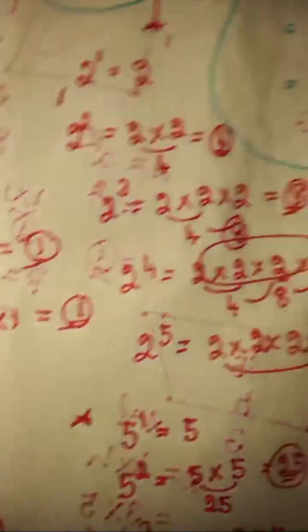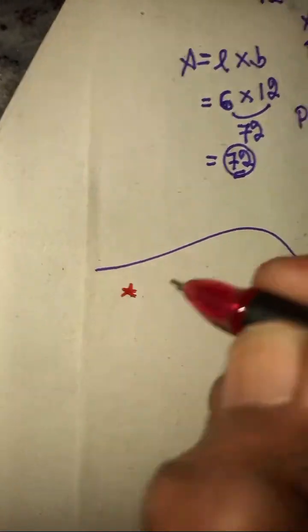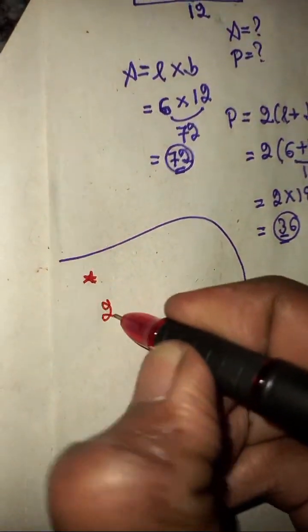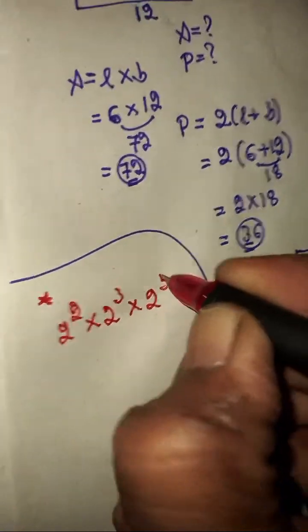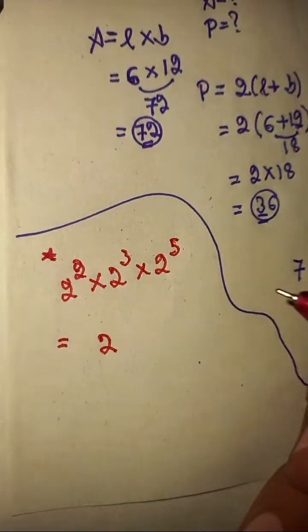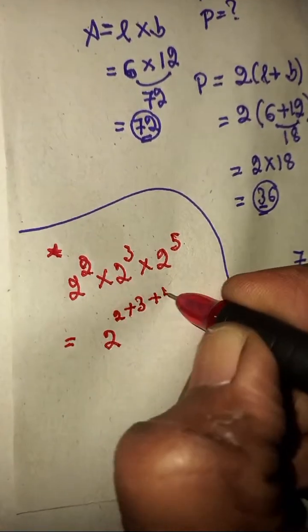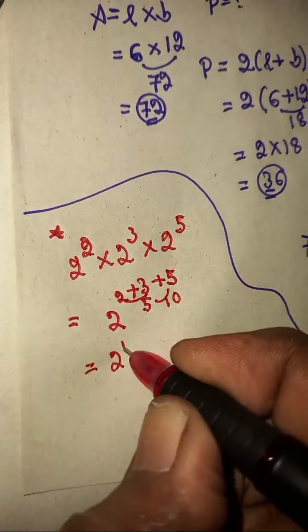Let's take the next problem. Here I am going to take the next ones, which are problems of multiplying exponents, that is 2 squared times 2 cubed times 2 to the power of 5. Here all of them have 2 as their base, so take 2 as the common base and add up the powers, that is 2 plus 3 plus 5. 2 plus 3 is 5, 5 plus 5 is 10, so 2 to the power of 10.